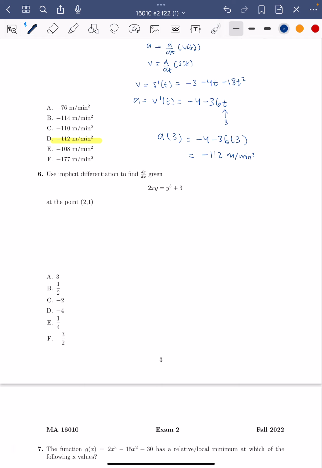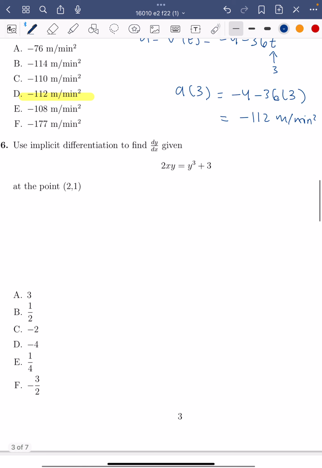Number 6. Use implicit differentiation to find dy/dx given 2xy equals y cubed plus 3 at the point (2, 1). Whenever we take the derivative of x, we don't need to add an extra term, but when we do implicit differentiation, we need to add a dy/dx every time we find the derivative of y. We can see from this term on the left that this will be product rule because it's one thing times another, and on the right it should just be regular differentiation. So let's go ahead and start with the product rule side.